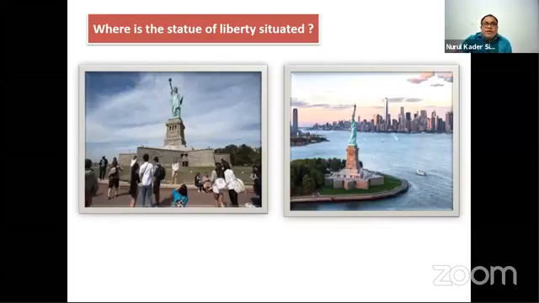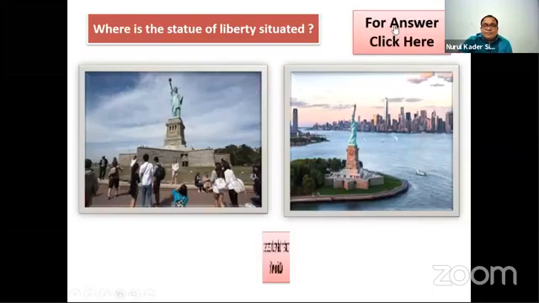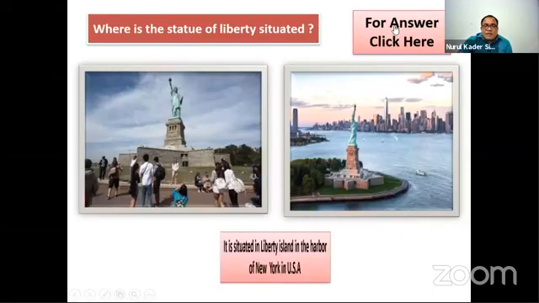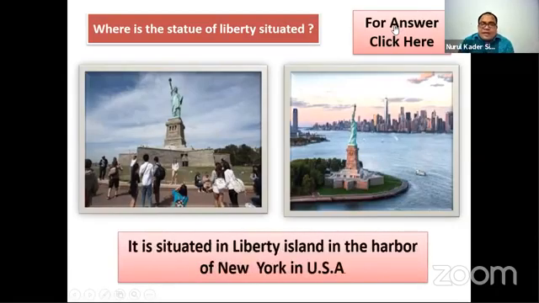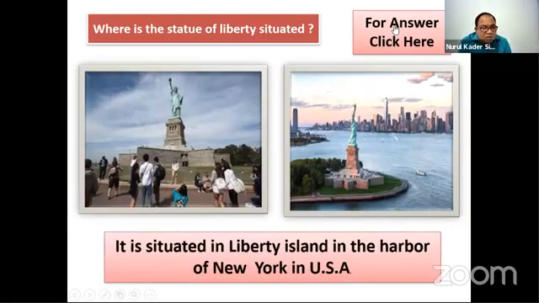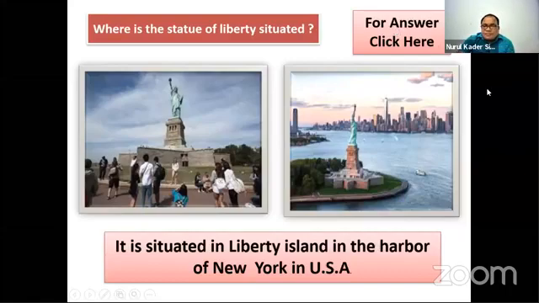It is in the city of New York. It is situated on Liberty Island in the harbor of New York in the USA. Again, the Statue of Liberty is situated in New York City in the USA.